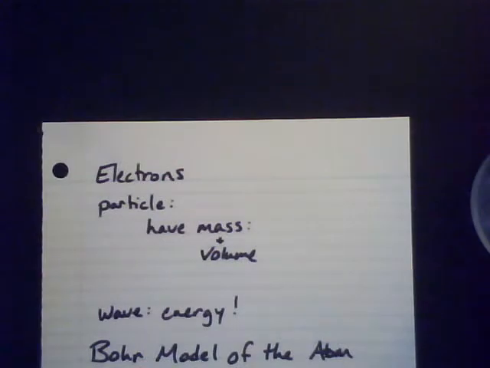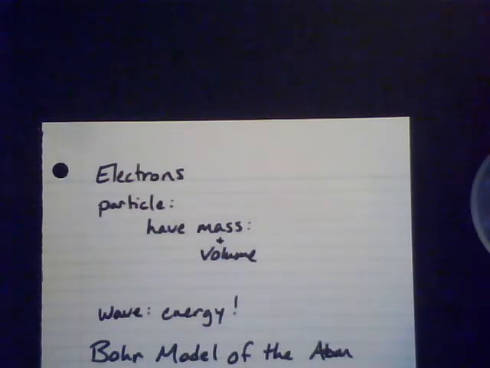Today I'm going to talk about electrons. Electrons are the smallest subatomic particle, and we've talked a little bit about the model of the atom and how the model of the atom has changed with our different subatomic particles. And then we've talked a little bit about light, which can be thought of as energy, like a wave, and a particle, like a photon.